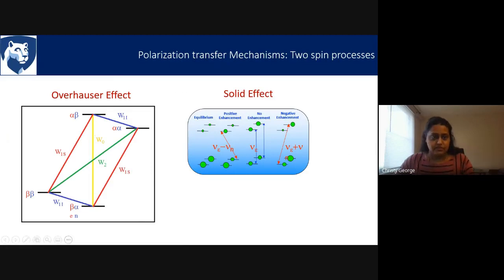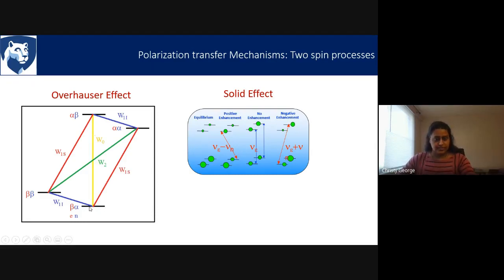So let us see a little bit more about how these mechanisms operate. First, let's talk about the Overhauser effect. Overhauser effect is actually a 2-spin effect. Overhauser effect can occur between 2 nuclei also. But the Overhauser effect we are talking about is one between an electron and a nucleus, say a proton. So if we consider a 2-spin system of which one is an electron and one is a nucleus, then there can be 4 different energy levels and 6 possible transitions.